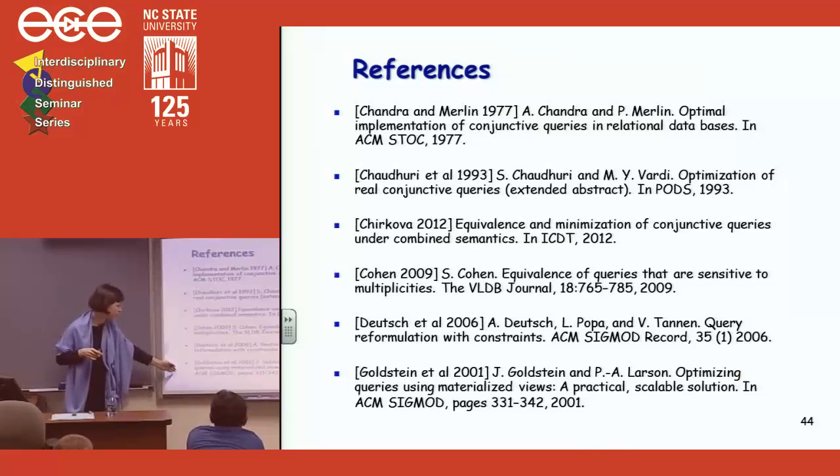This is the pointer to the work that is done in actual optimizers. So they do compare definitions, but at the procedural level. So that's Microsoft SQL Server. And this is a chase reference, how you can formally massage a query definition while preserving equivalence on databases that satisfy certain constraints. Thanks a lot.